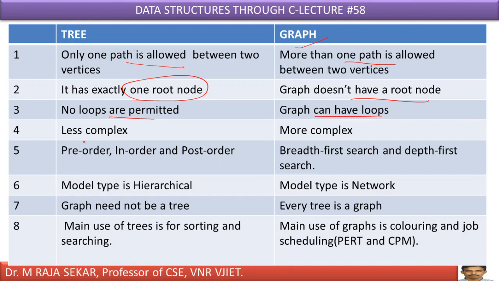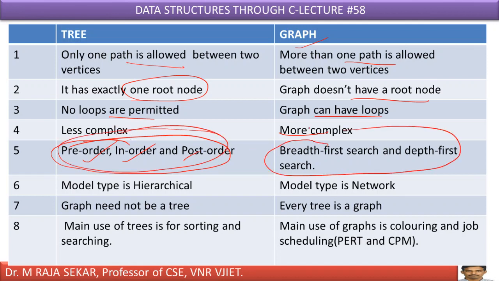Graphs can have loops. Less complex: yes, tree is less complex. Graph is more complex. A tree can be traversed in three ways: pre-order, in-order, post-order. This I already discussed in my previous lectures. Even a graph can be traversed in two standard ways. One is BFS and another one is DFS. BFS means breadth first search. DFS means depth first search.